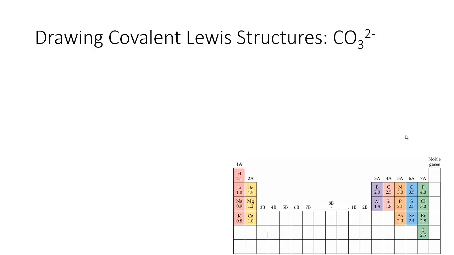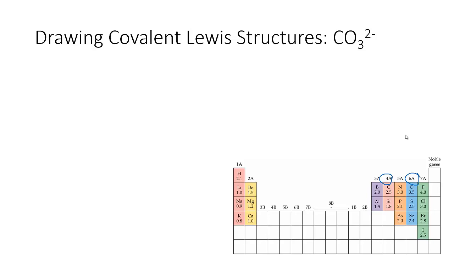Now, drawing this structure is going to be a little tricky because at the end we have something called resonance. But we don't cover that in our textbook, so I wouldn't worry about it. For our sake, it's going to be: come up with the Lewis structure according to our rules, and we're going to be happy with that. So let's draw a Lewis structure for carbonate.